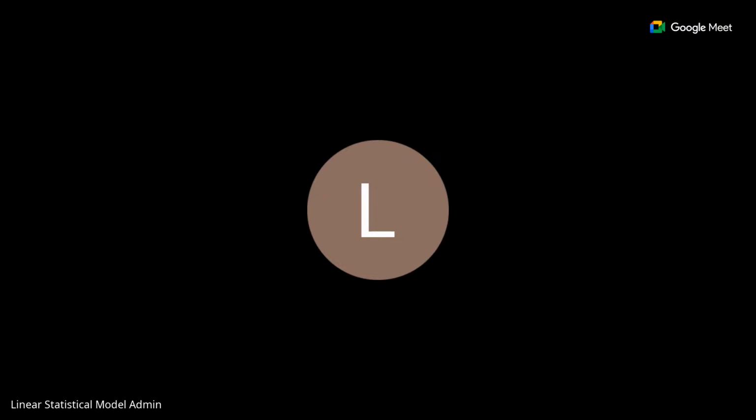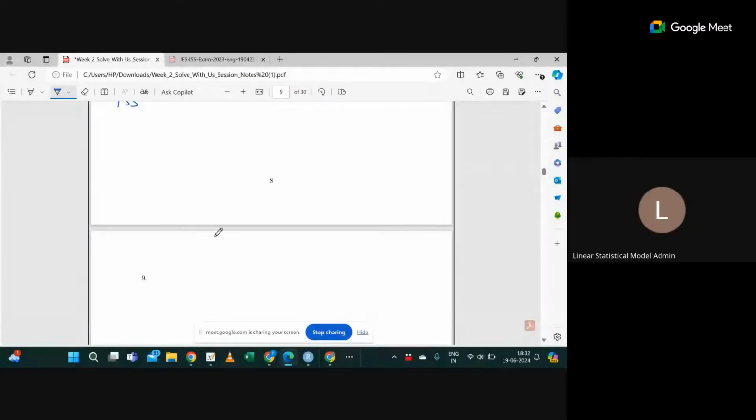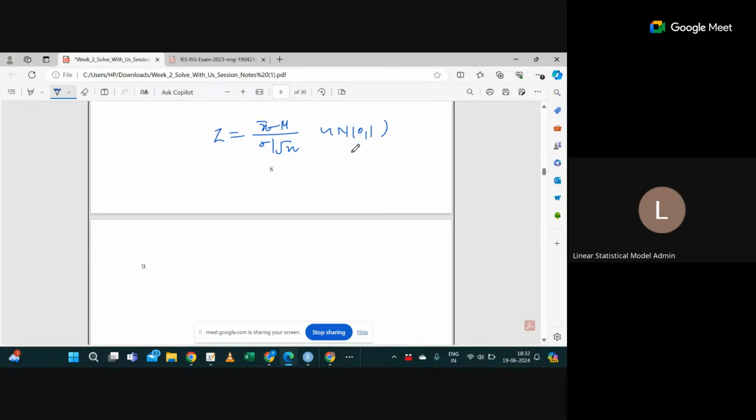Okay, let me share my screen. Can you see this? Normally we are using z equal to x bar minus mu divided by sigma by root n in case of z statistics, right? In case of t statistics, when we will use, t statistics is nothing but x bar minus mu divided by s by root n, right? And this will follow t n minus 1.